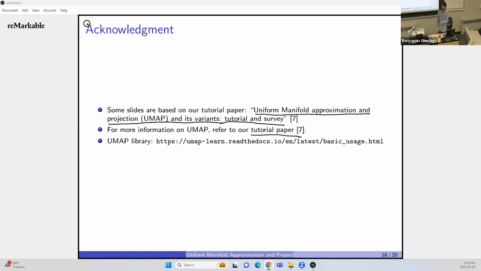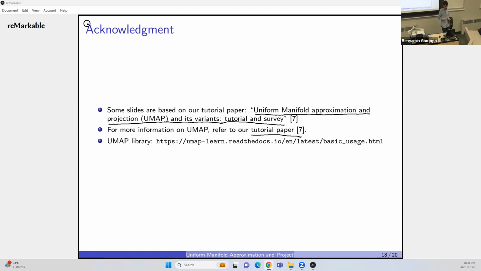Why? Because I didn't cover everything in UMAP. For example, we have progressive UMAP, where we have a stream of data, where we have incoming data, where we don't have just a batch of data. When we have incoming data, we have progressive UMAP to handle it.